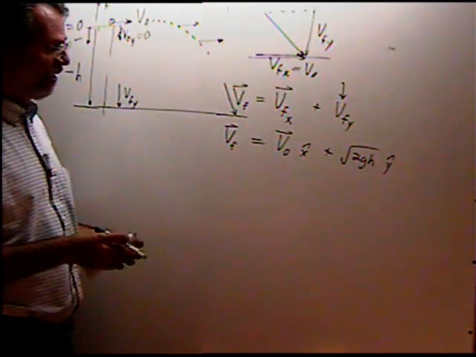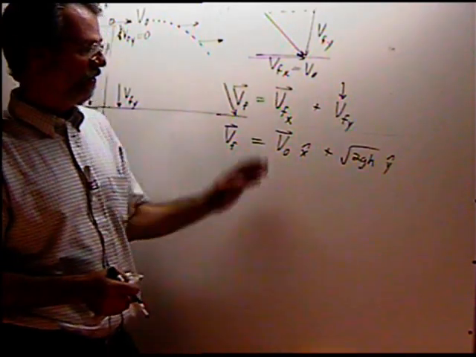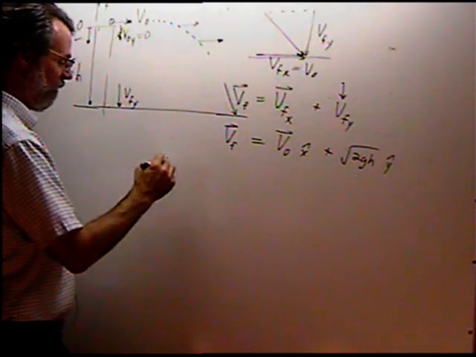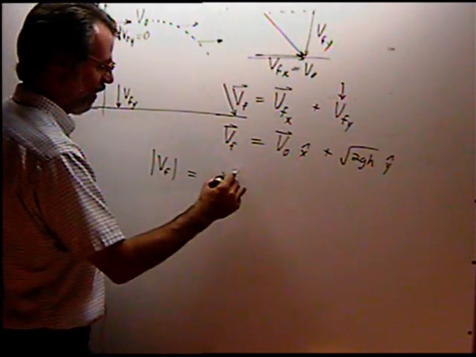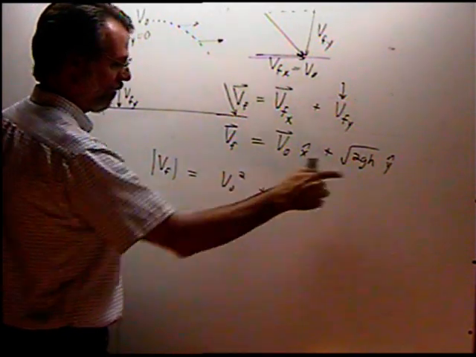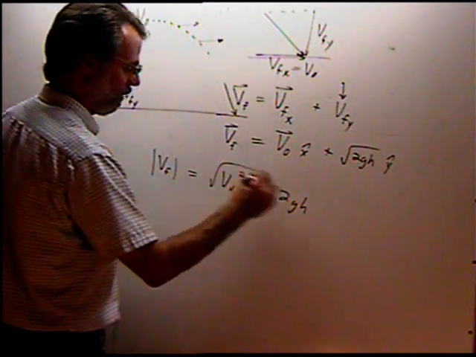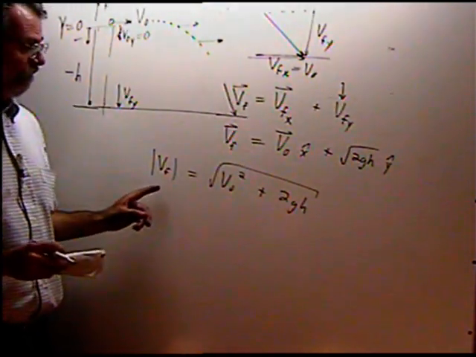How do we calculate it? We would take this quantity, square it, add it to this quantity, square it, and take the square root of that. So as an example, the magnitude of this would be v0 squared plus, we square this, we get 2gh, and you take the square root. That will be the magnitude of the final velocity.